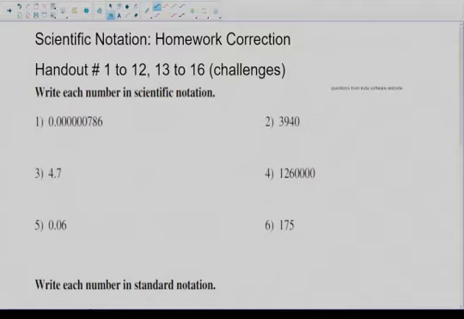Okay, it is 10 o'clock. We will get started.